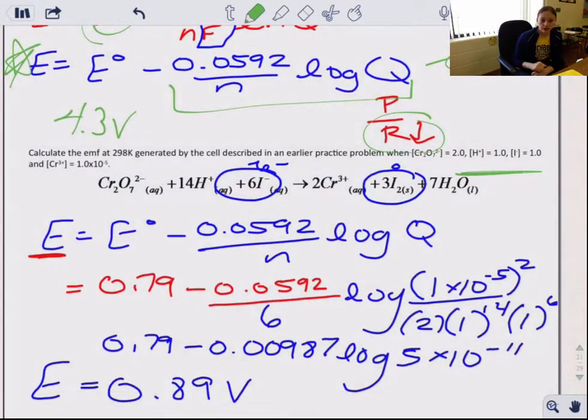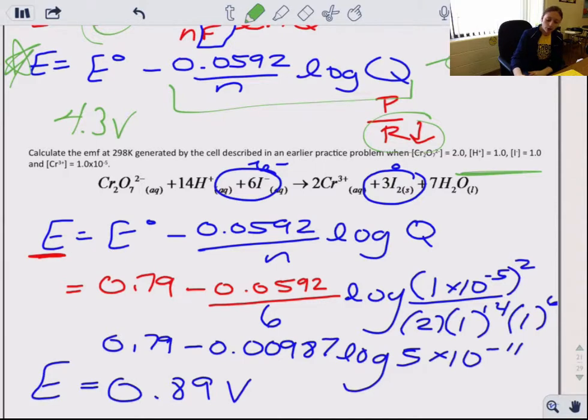My E naught is 0.79. You might think that would be the harder part to do, because you have to go through and figure out what's your cathode and what's your anode. But since we already did this in 3 and 4, you don't have to do that. You already know that your standard cell EMF for that one is 0.79.